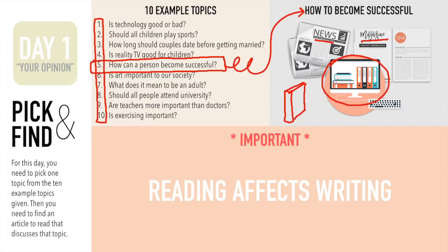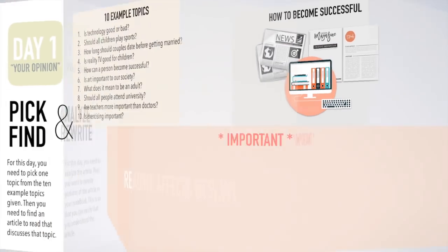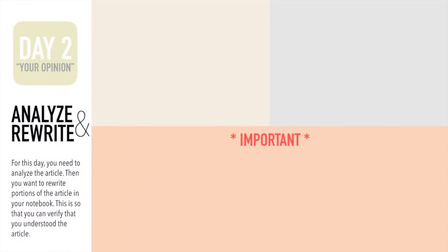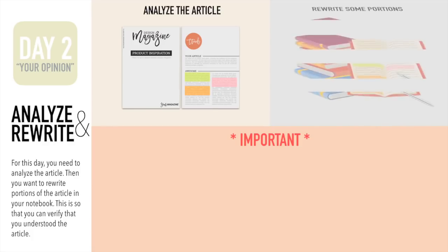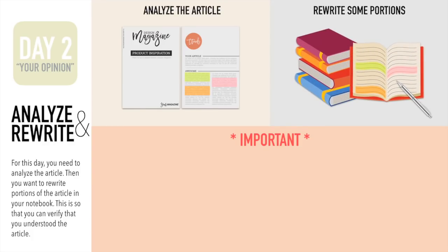You're trying to learn how to write better in English, which means you need to read more English articles or books or magazines. All right, so step 2, day 2 is analyze and rewrite. For this day, you need to analyze the article. Then you want to rewrite portions of the article in your notebook. This is so you can verify that you understood the article.